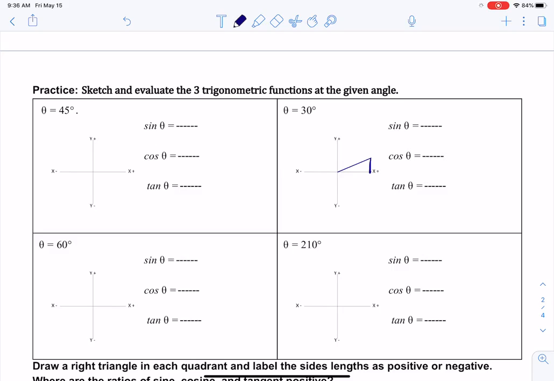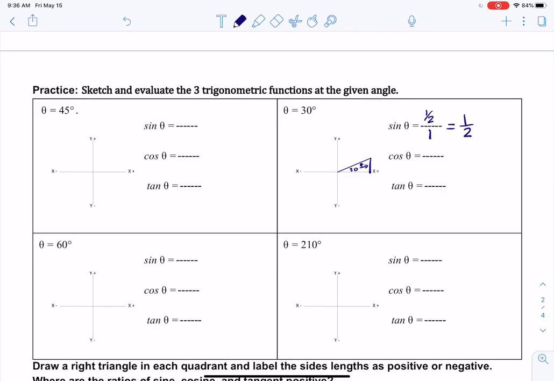There's my 30-degree angle. This is 30 degrees right here, and we want to figure out what these measurements are. Well, I know that sine is opposite over hypotenuse, and my opposite, that's my short leg, is a measurement of 1/2, and my hypotenuse is always 1. So 1/2 divided by 1 is just 1/2.